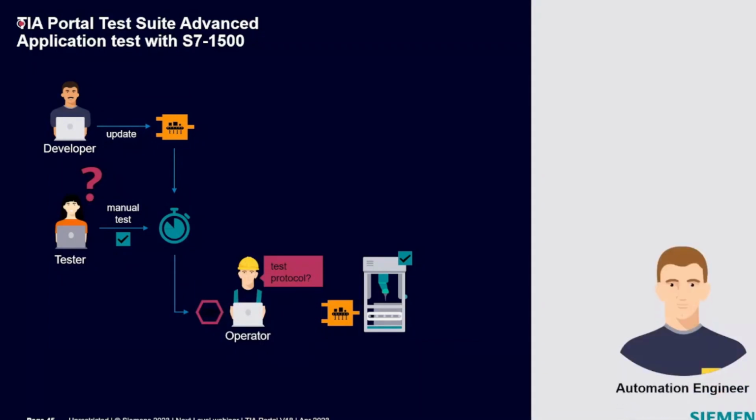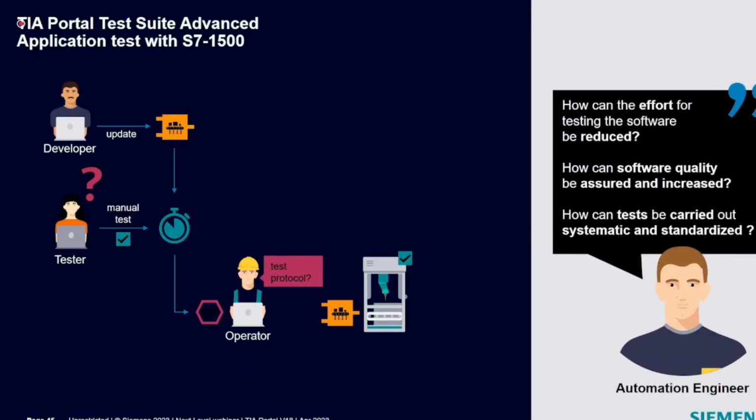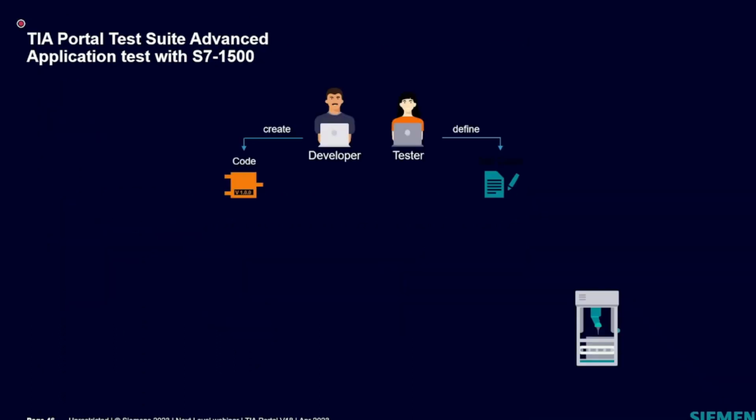Here, the manual effort spent each time the program has been updated is huge. So we need to identify how to reduce the effort of software testing, which means the PLC code, and at the same time, how we can reduce the software errors, which means how we can increase the software quality. Also, the test can be done in a standardized way, which means we don't want to do the same test on the same code again and again, even if a small update has happened in the code. So here the test suite application test will help us.